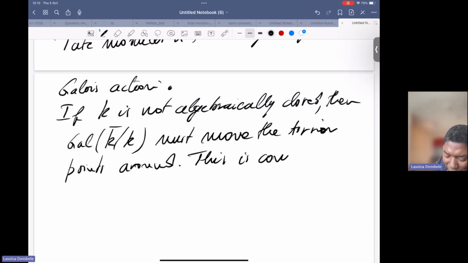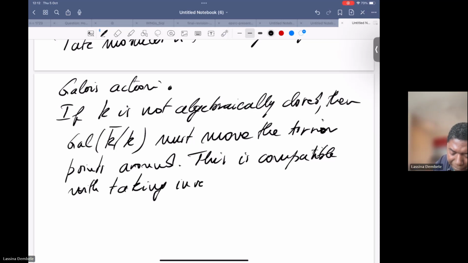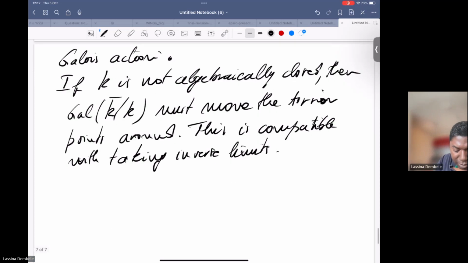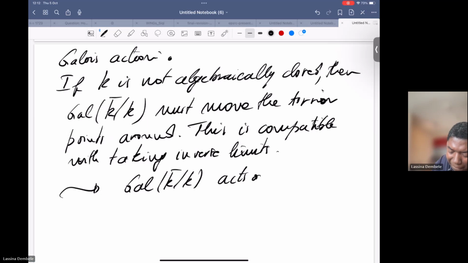This would be compatible with taking the inverse limit. And so as a result, we get that Gal K bar over K acts on TL of A.